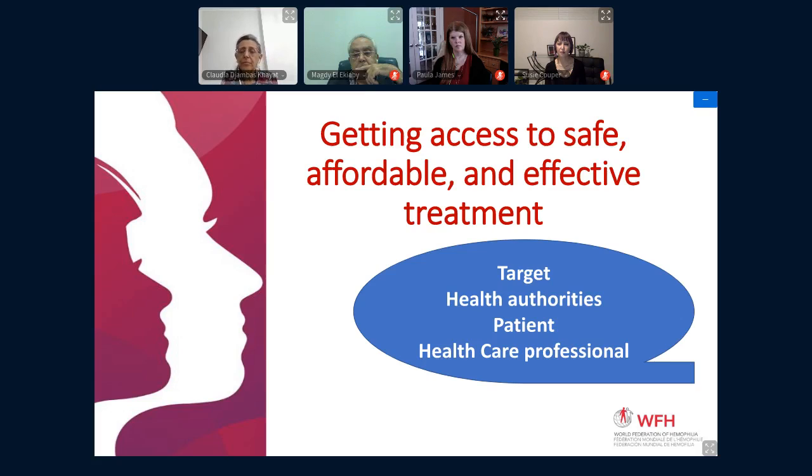I think the second problem we can have is getting access to safe, affordable, and effective treatment. This is a problem perhaps not in a developed country, but in a country like mine, like a lot of countries in the world, this is a big problem. And usually the targets to have this treatment are the health authority, the patient also, because sometimes they don't understand the use of treatment, and the healthcare professional.